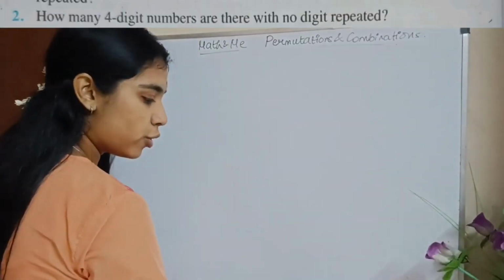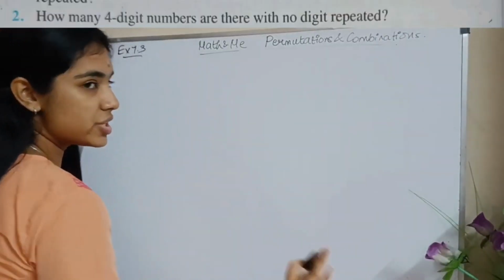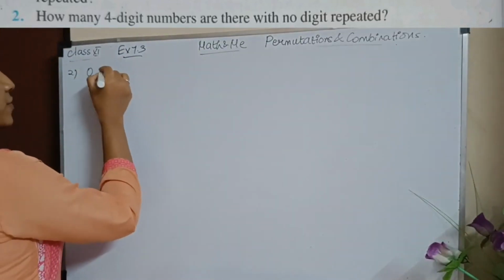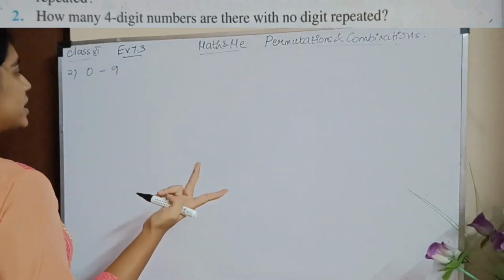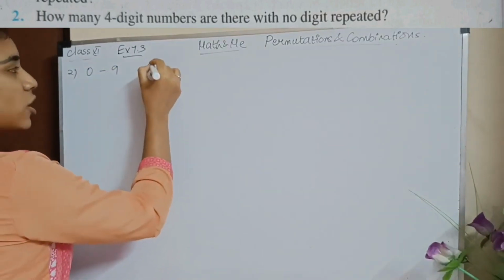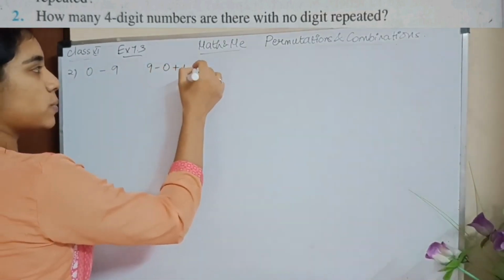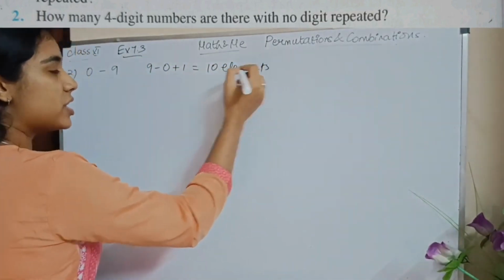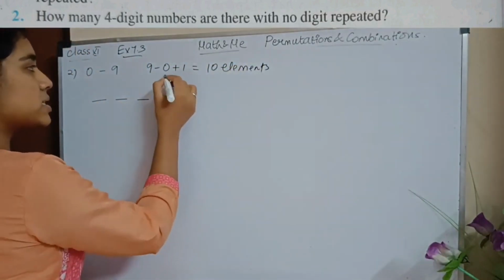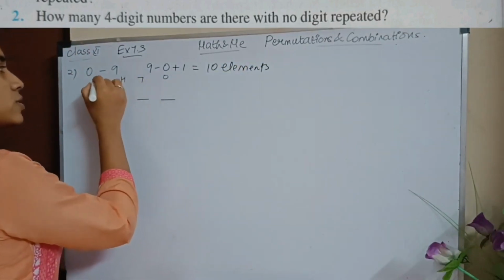Question number 2. How many 4-digit numbers are there with no digit repeated? Okay. So you have numbers from 0 to 9. Correct? It will become a 2-digit number. So single digits 0 to 9. So how many elements do I have? 9 minus 0 plus 1, which is 10 elements. Okay. So I want a 4-digit number. A 4-digit number has ones, tens, hundreds, thousands place.